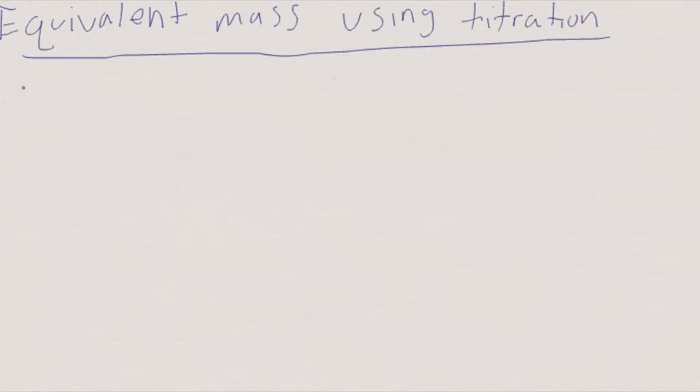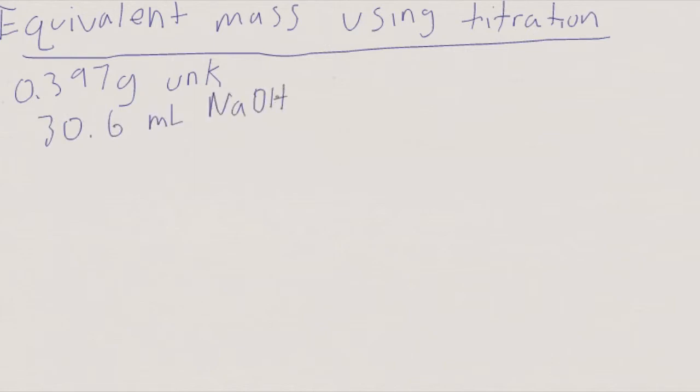The second part of this lab is finding the equivalent mass of an unknown acid. The equivalent mass is the grams needed to give off 1 mole of hydrogen. In this experiment, we had 0.397 grams of the unknown acid, and at equivalence point, it took 30.6 milliliters of NaOH, which equals 0.0306 liters of NaOH.